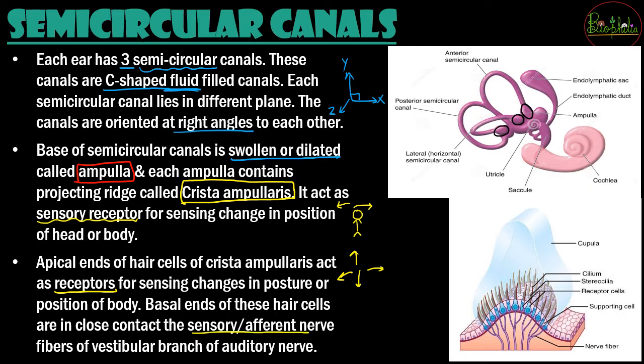उनका apical end है connected to the receptor, lower end will be connected to the nerve fiber, and nerve fiber पर कौन सी होंगी? It is going to be the vestibular branch of auditory nerve. So here we had already seen a branch of auditory nerve, that is cranial nerve number 8. So this vestibular branch is also going to be coming from one side. One side there will be the auditory branch, and both together combined will form the cranial nerve number 8. So that is what about the understanding about the semicircular canals.